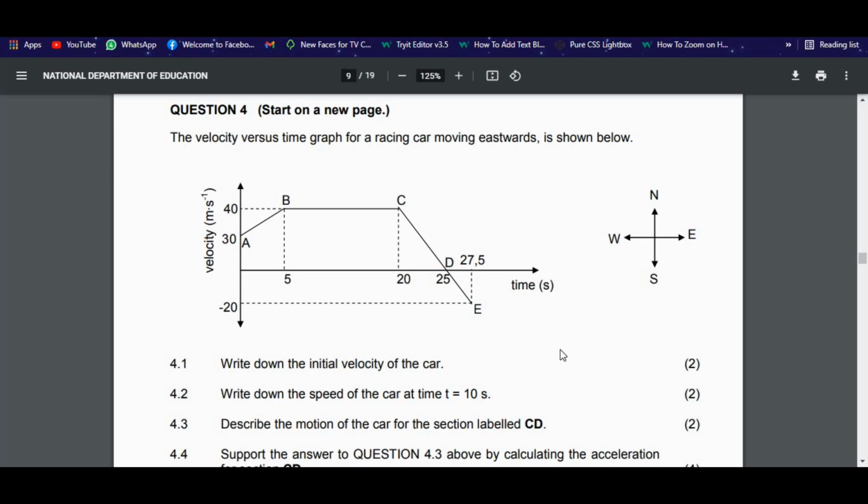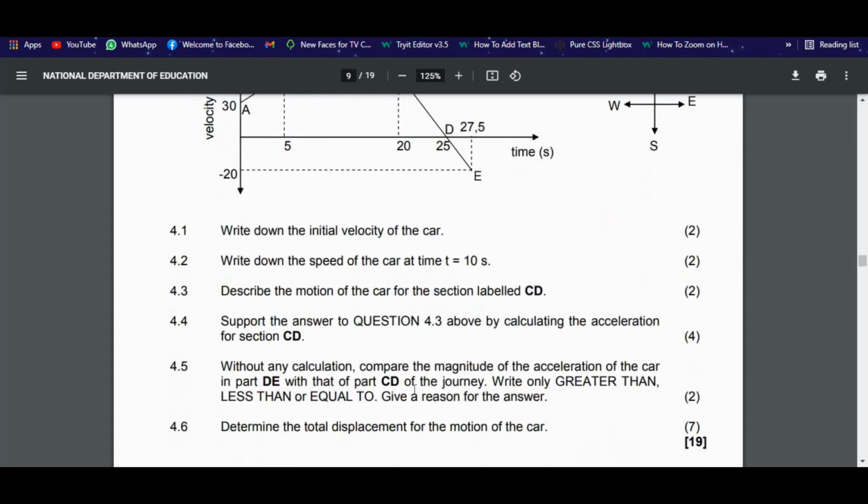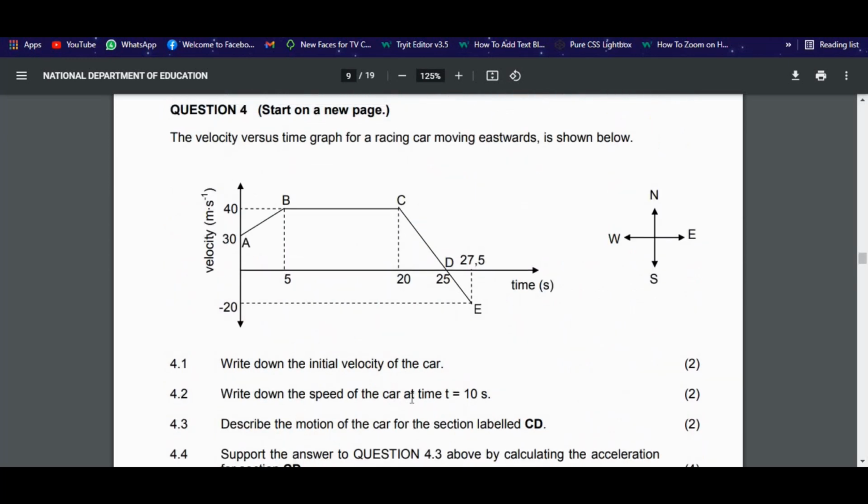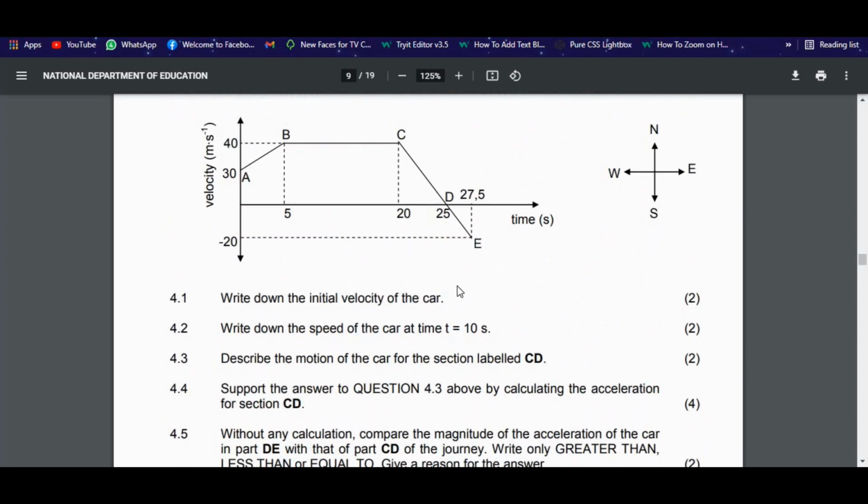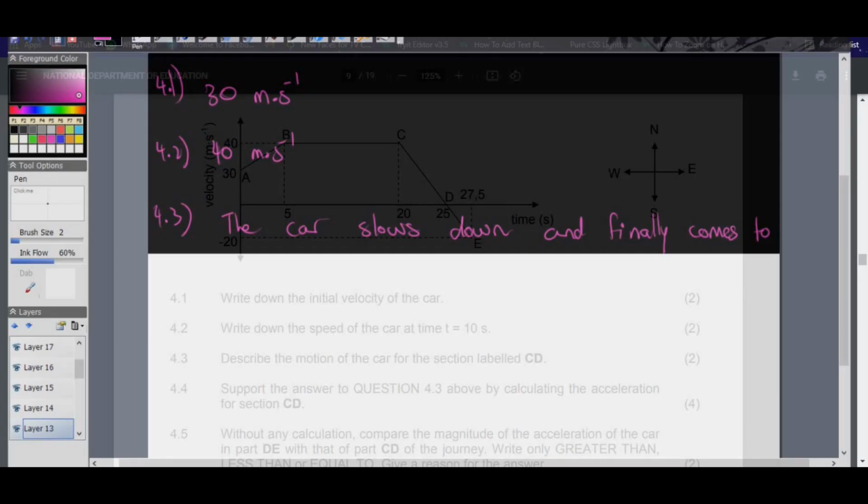Okay, we're not worried about the D to E motion just yet. I don't think there's a question here. Okay, 4.5, yes, but we're not worried about that motion just yet. Okay, so that was 4.3, 2 marks. Now 4.4, support your answer in 4.3 by calculating the acceleration for section C to D.